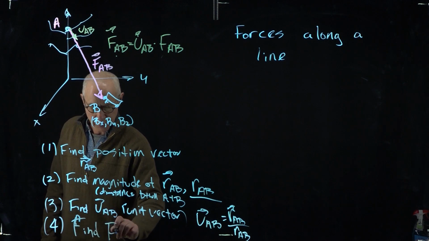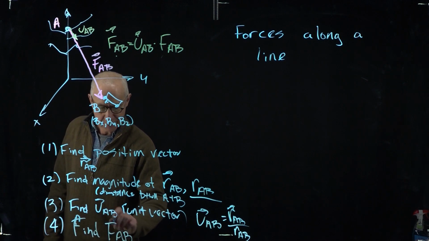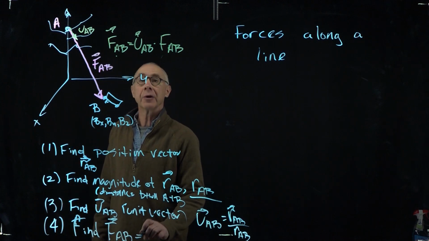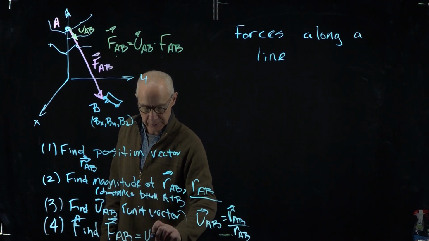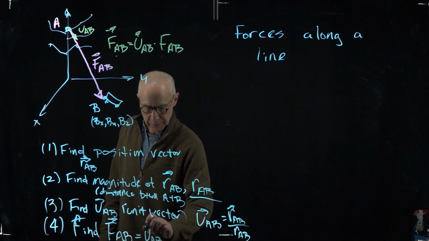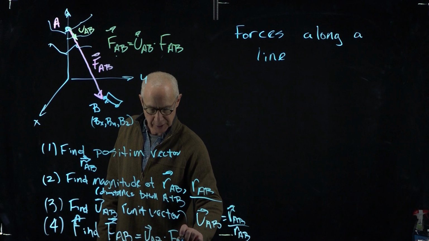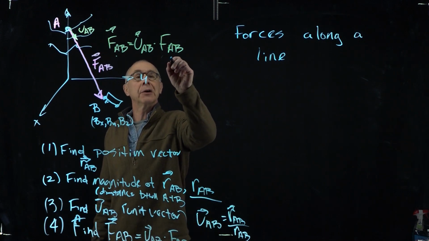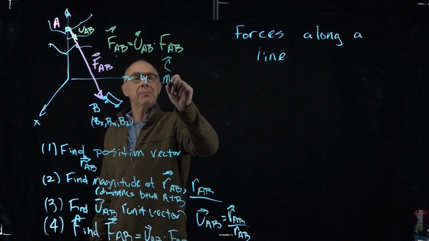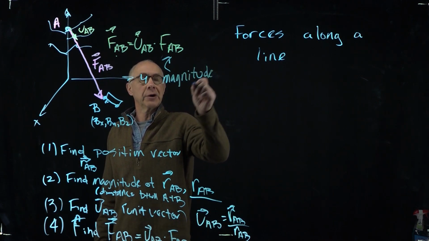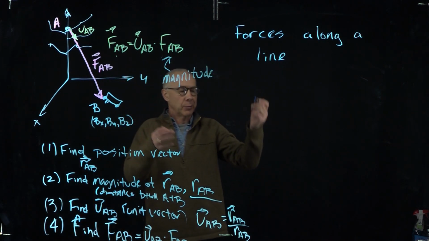And this is what we were looking for, of course. The vector directed along that line, AB, equals our unit vector times the force, the magnitude of our force vector. And let me put that here, just so we remember. This is a magnitude of a force vector, and it would just be like the number of kilonewtons, or number of pounds.